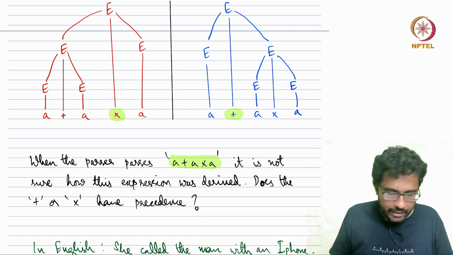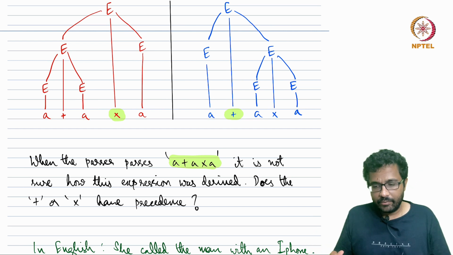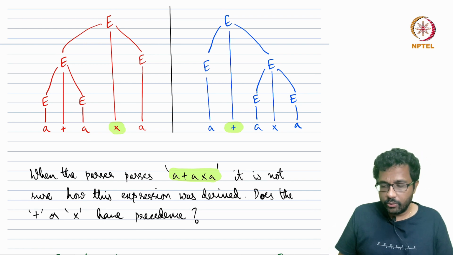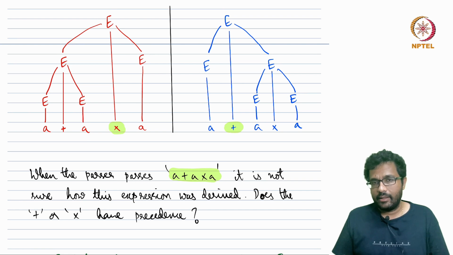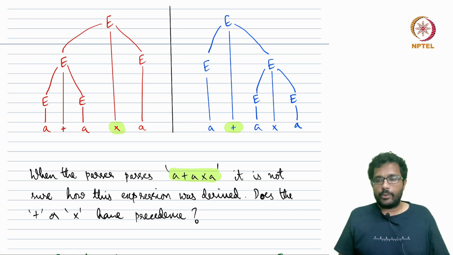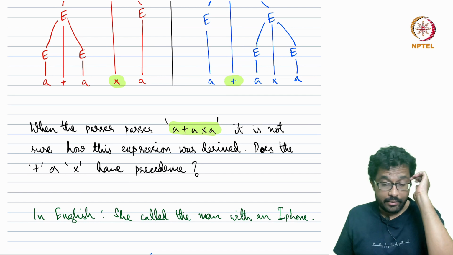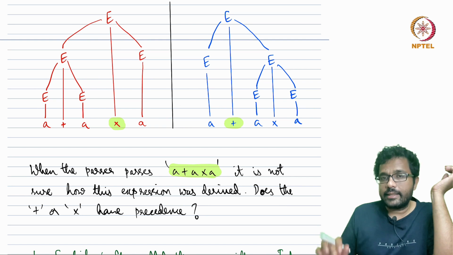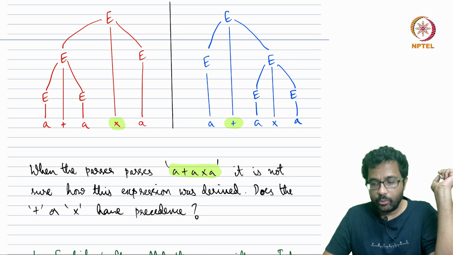So the issue here is that it is not clear which one takes precedence, or in other words, it is not clear which derivation was used to produce this string A plus A multiplied by A, right? So this is an undesirable situation, and this undesirable situation is called ambiguity. Ambiguity, by definition, means that the same string can be generated in two structurally different ways, which is what is happening here.